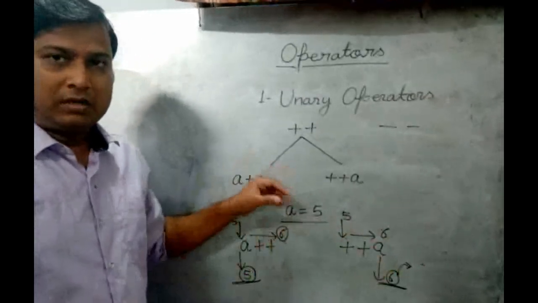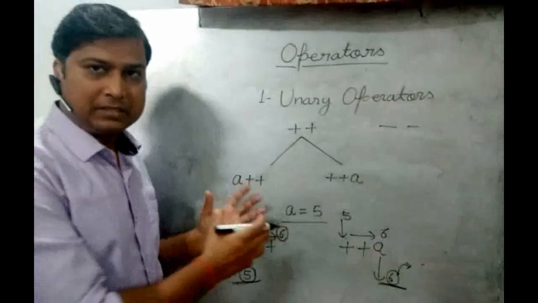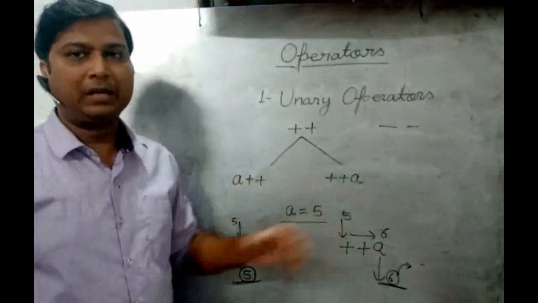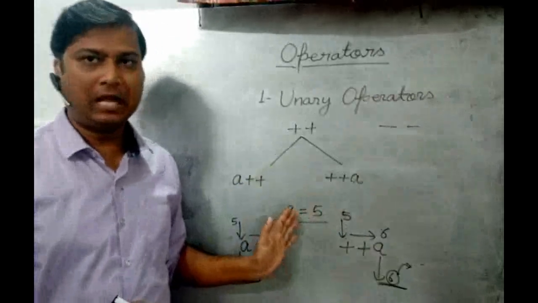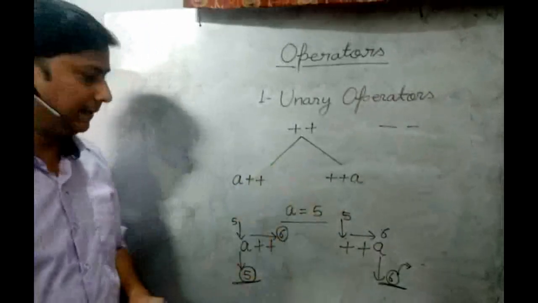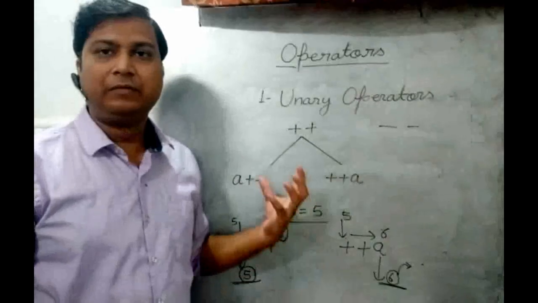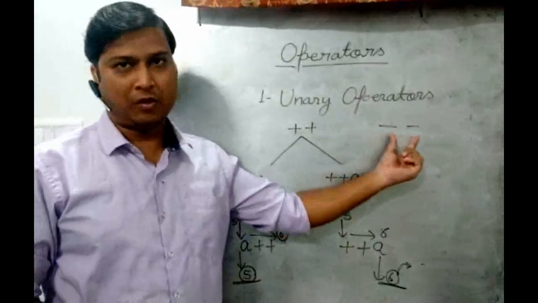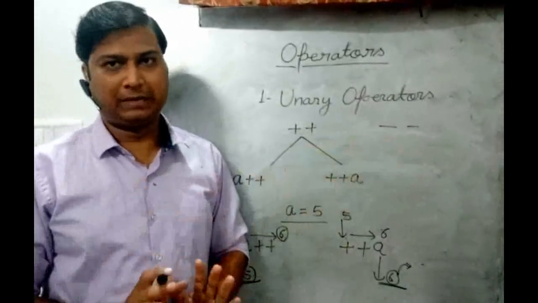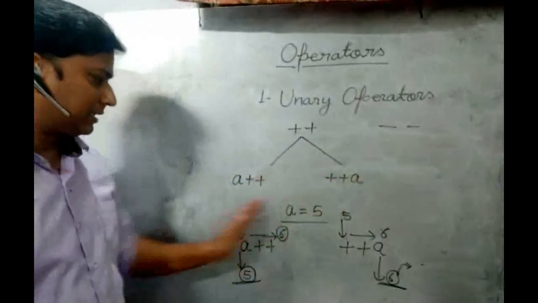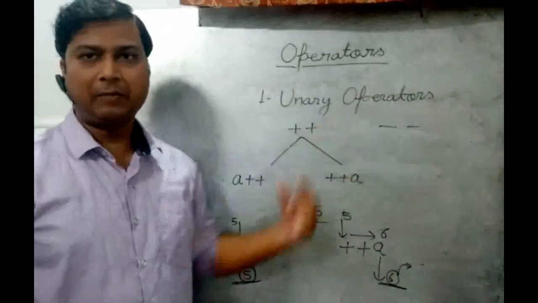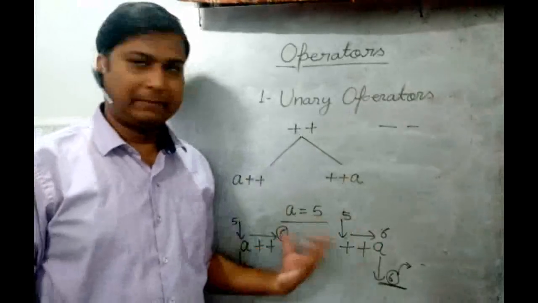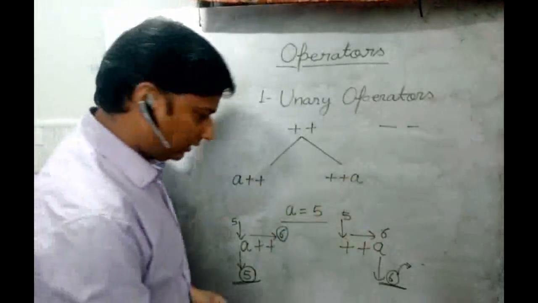I'm going to use an example, and with the help of the example I'm going to explain this post and pre increment, how we will solve them in expressions. With the help of examples, we will understand here. And the same rule we will apply for the decrement operator also. Same arrow and the same rule, but here we are increasing the value, while in the decrement operator we will decrease the value. So I'm going to use the examples.